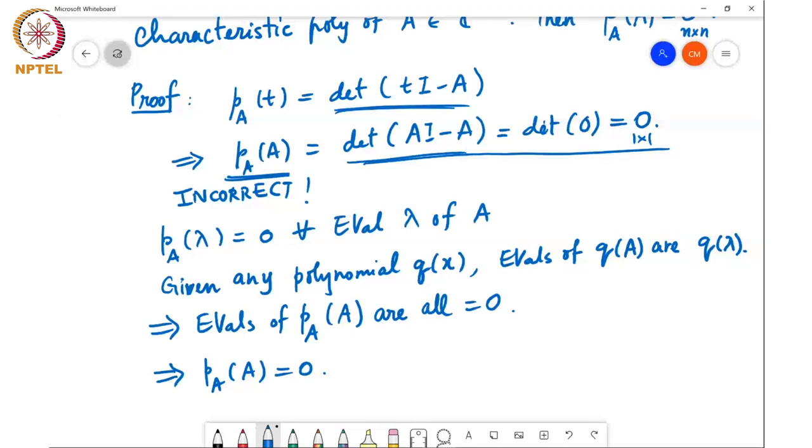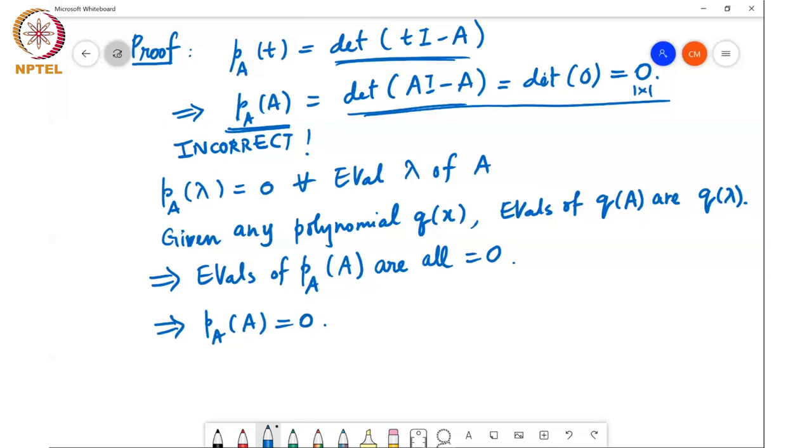So none of you object. The fallacy of this proof is that even if the eigenvalues are zero, it doesn't mean that the matrix should be equal to zero. We already have seen this example, 0, 1, 0, 0. There are many other examples where the matrix is not zero, but its eigenvalues are all equal to zero. Okay, so this is also incorrect.